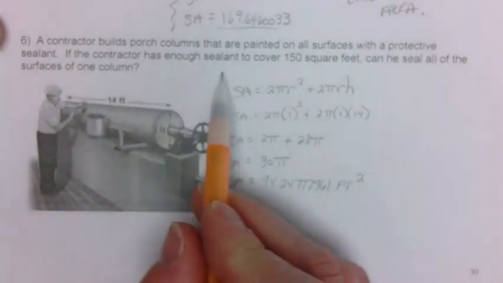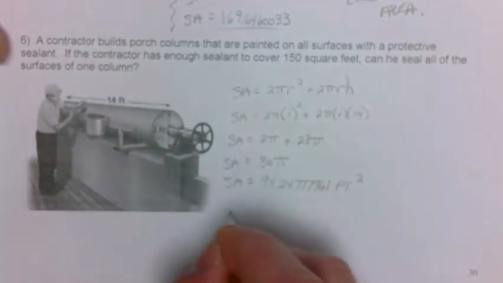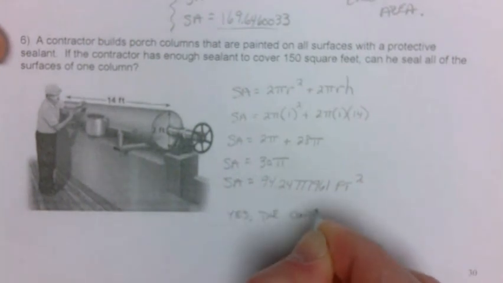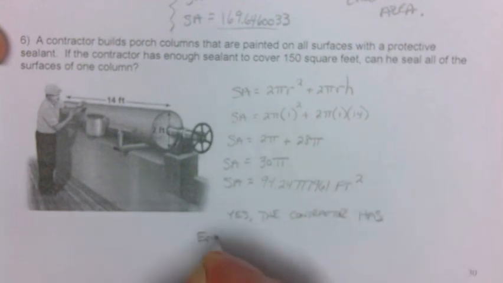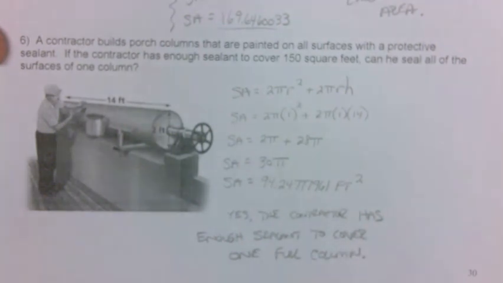The contractor has enough sealant to cover 150 square feet. So can the contractor seal all the surfaces of one column? Yes. The contractor has enough sealant to cover one full column. Okay, there will actually be some left over that he could use on the next column.